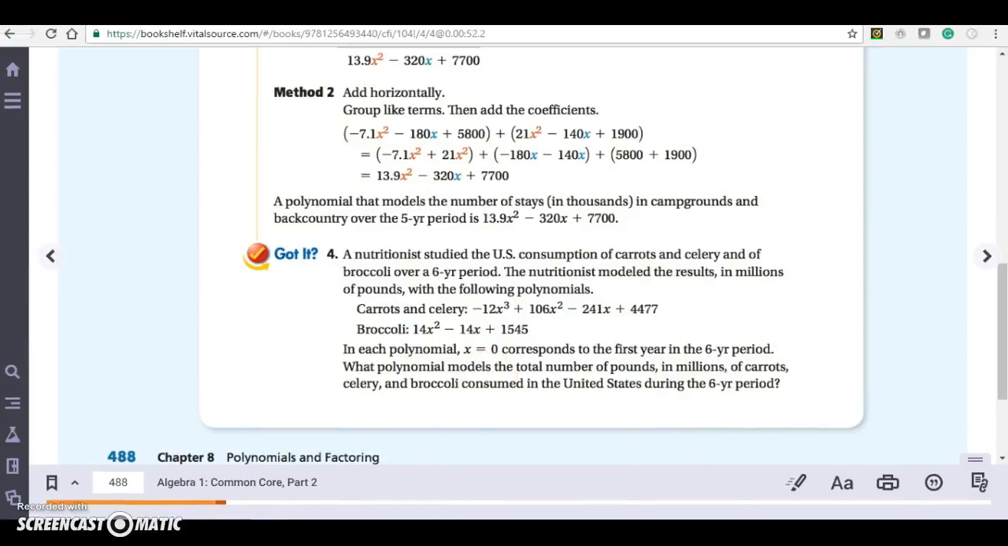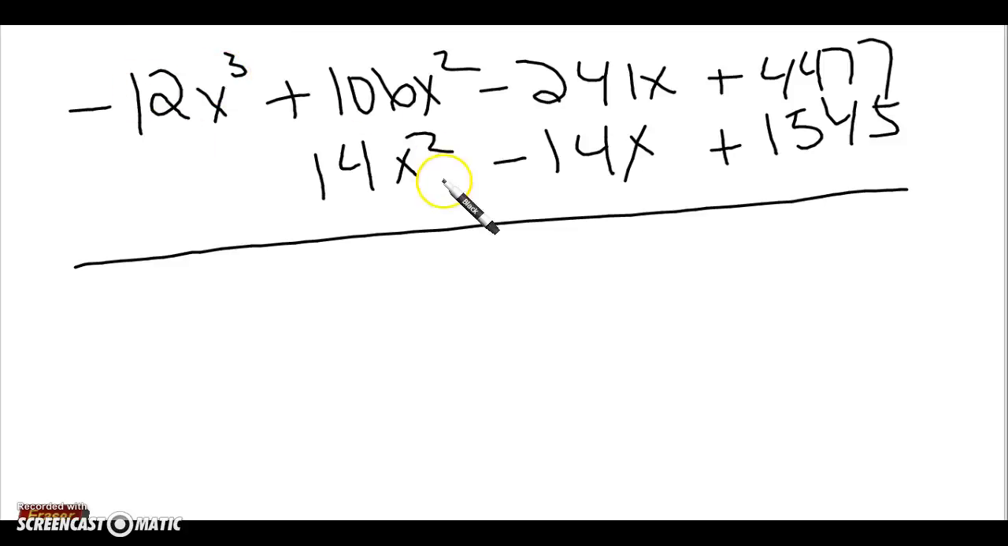Okay, so I prefer to line them up, and so that's what I've done here. I've lined them up, and as you can see, there's no x cubed term for broccoli. I have x squared terms, I have x terms, and I have constant terms. So let's go ahead and add it. For the first one, I can just bring it right down because I am adding.